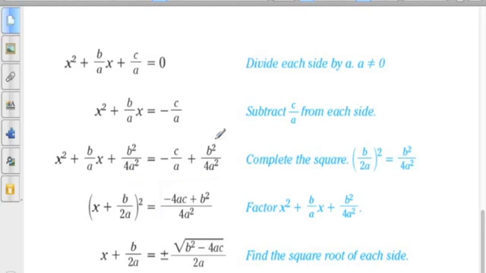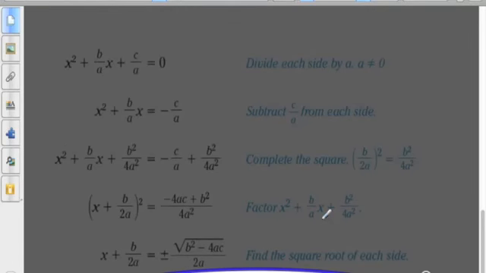Because the radical of 4a squared is nothing more than 2a. That's how we got that value. Okay, and from there, you simply subtract b over 2a from both sides. Okay, and then you simplify, you end up with negative b plus or minus the square root of b squared minus 4ac all over 2a. And this is how the quadratic formula was derived. It's out of completing the square.